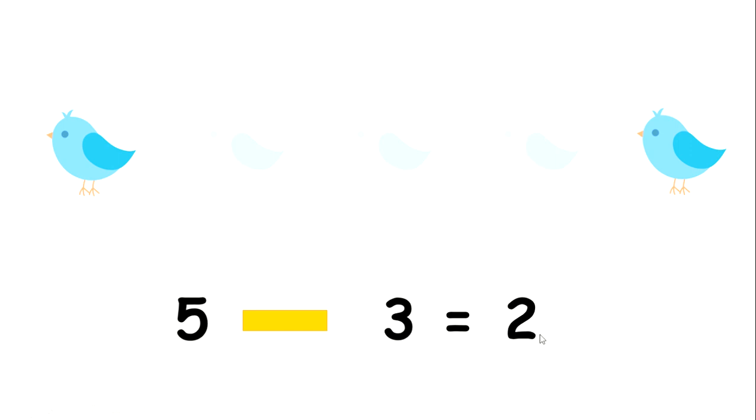Or I could say 5 take away 3 equals 2. And finally, we can say 5 subtract 3 equals 2. And there you have it. You've done such a good job.